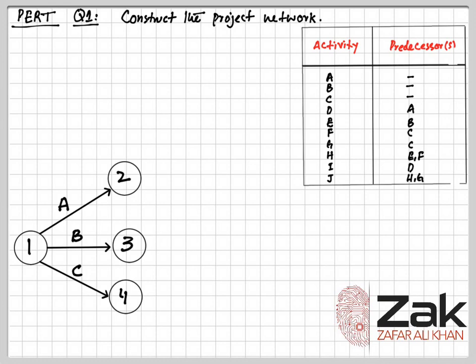Now for the next activity, that is D. D starts when activity A ends. So activity A ends here, so from here D will start. So this new node will be marked 5. Afterwards activity E. Activity E starts when the B ends. So B ends here. So afterwards E will start.